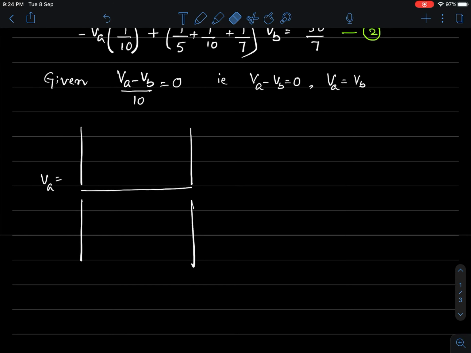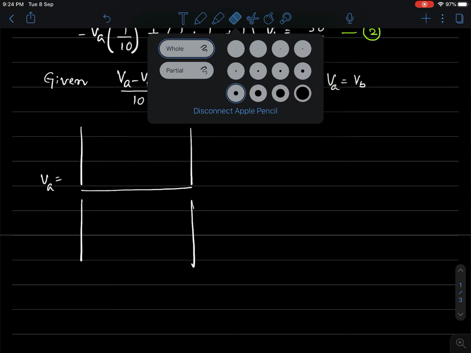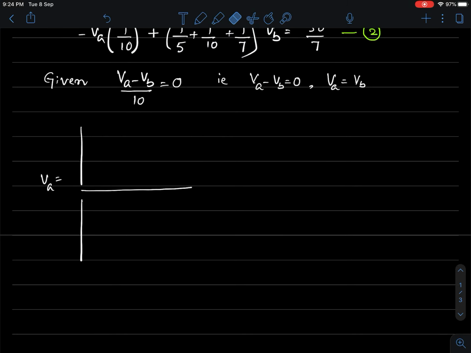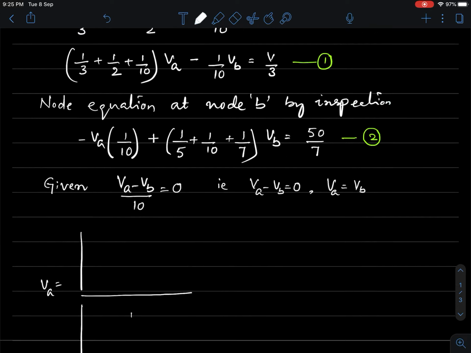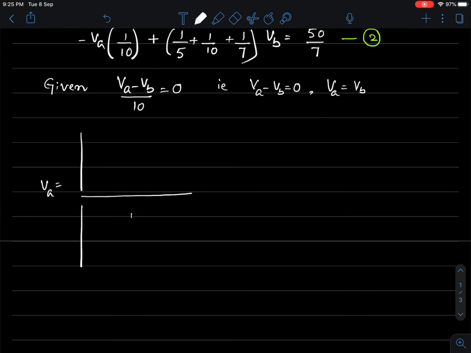So the delta is written as, I will write this line later. This delta determinant is given by, I have not simplified, I'll write it as it is, 1 by 3 plus 1 by 2 plus 1 by 10. This is the coefficient of VA from the first equation. Or else I'll give you the simplified version. This ratio comes out to be equal to 0.93.